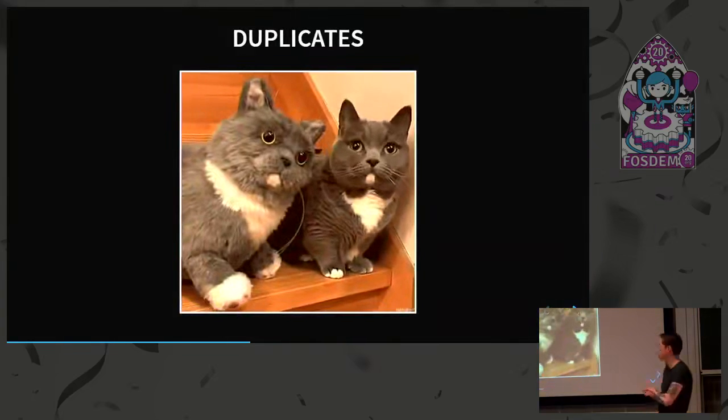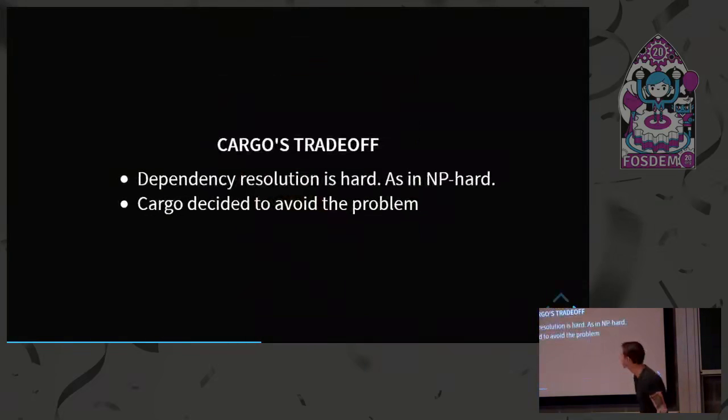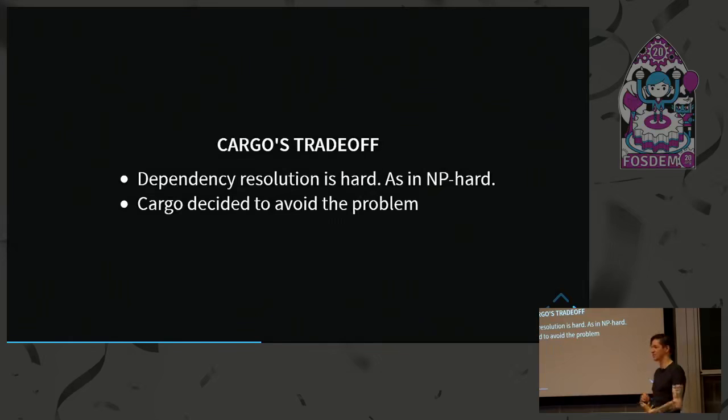So the next step would be duplicates, which is a kind of interesting case in Rust. If you're not aware, dependency resolution is hard, and it's actually an NP-hard problem. Some package managers will say you can only have one version of a particular dependency in your project, and if you have conflicting versions, you have to figure out how to manually go down to one version. Cargo, however, does not. It introduces a trade-off.